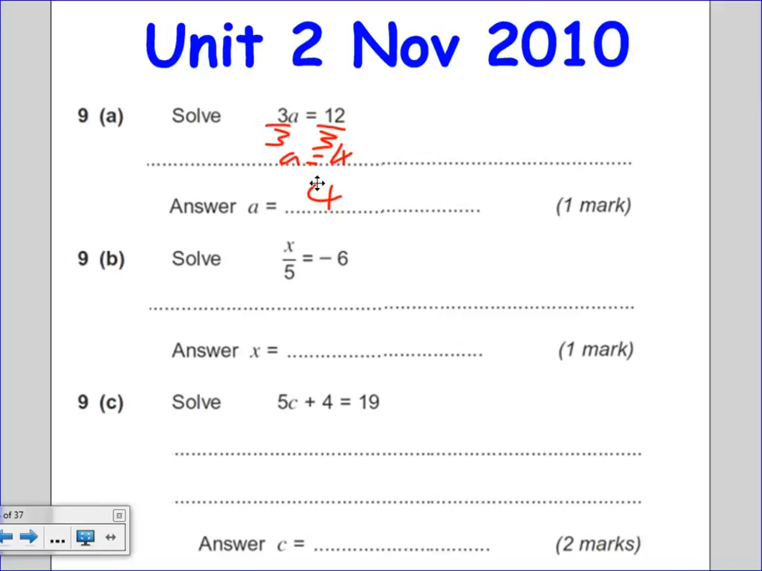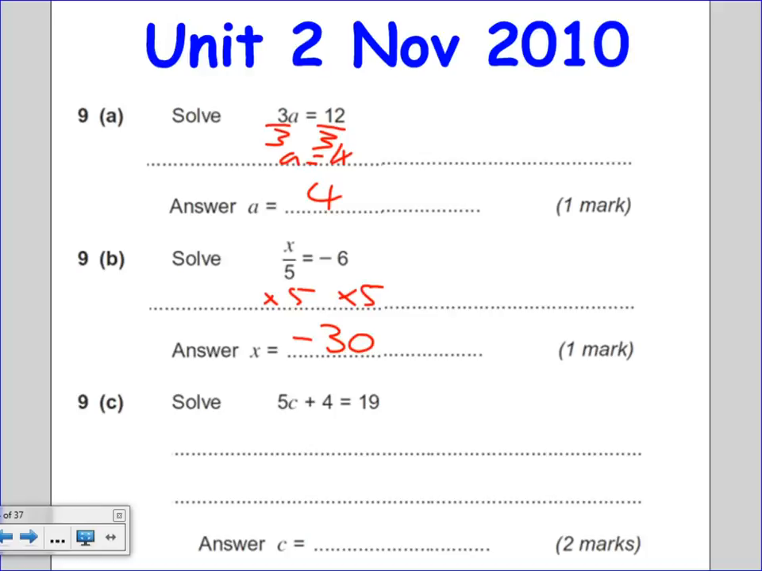Like the next one. A lot of people this morning got this wrong because they weren't using the process and they were confusing themselves. How did you get that? I just times everything by 5. Good. So the process, which is what I'm more interested in, x is being divided by 5, so I multiply it by 5. Multiply the other side by 5, x on its own on the left, minus 6 times 5 is minus 30. So they're testing you on the sign rule. Let's look at the last one then.